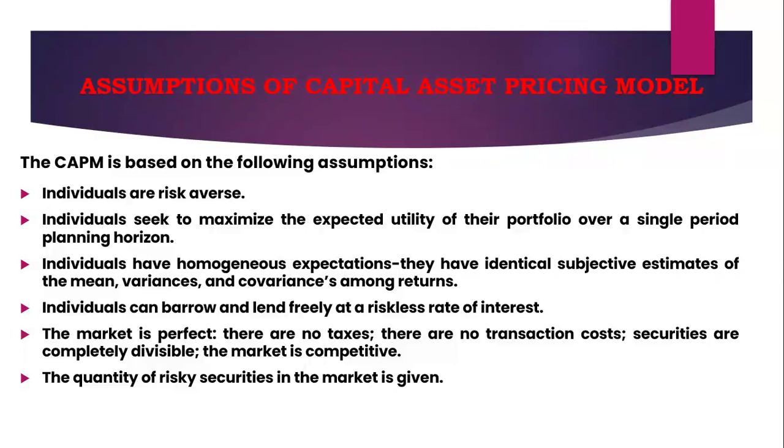Again, individuals have homogeneous expectations. They have identical subjective estimates of the mean, variance, and covariance among the returns. Whenever they want money, they can borrow, and whenever they want, they can lend freely at the riskless rate of interest. The market is perfect. There are no transaction costs, no taxes. Securities are completely divisible. The market is perfectly competitive. The other one, the quantity of risky securities in the market has to be given. These are the basic assumptions of the capital asset pricing model approach.